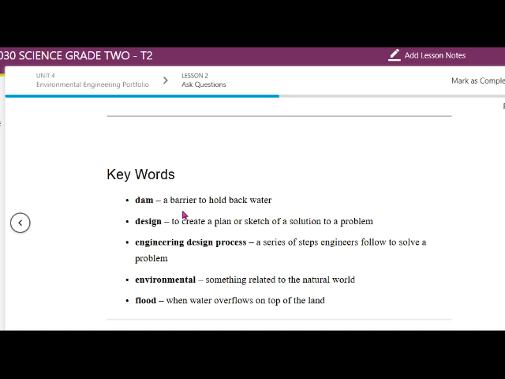We have dam, which is a barrier to hold back water. Design, which means to create a plan or sketch or draw a solution to the problem. The engineering design process, a series of steps engineers follow to solve a problem. Environmental, which means something related to the natural world. And flood, which is when water overflows on top of the land.